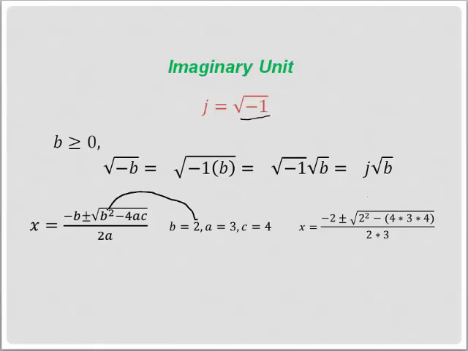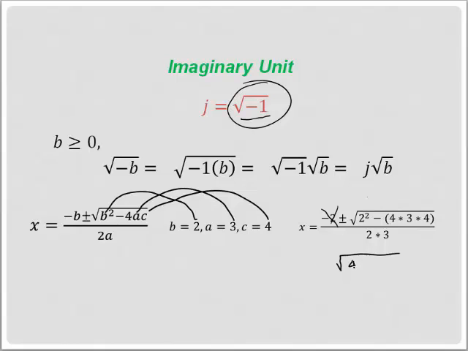We're going to take 2 and put it in for B. We're going to take 3 and put it in for A. And we're going to take 4 and put it in for C. So I've got that rewritten over here. The 2, the 4, the 3, and the 4. We're not really worried about out here. What we want to work with is underneath the radical. So we will start there.